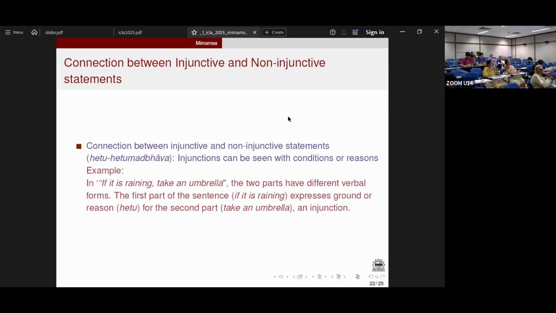That is also a true law which has been applied. This particular aspect of Mīmāṁsā, Hetu-Hetumad Bhava, has been applied in law. They interpret legal matters and use this particular law in the Indian judiciary system itself.